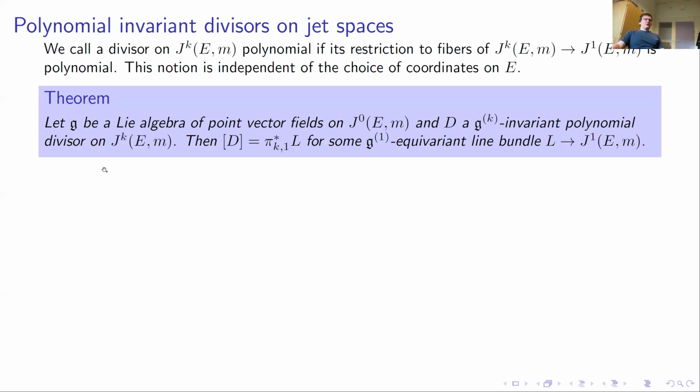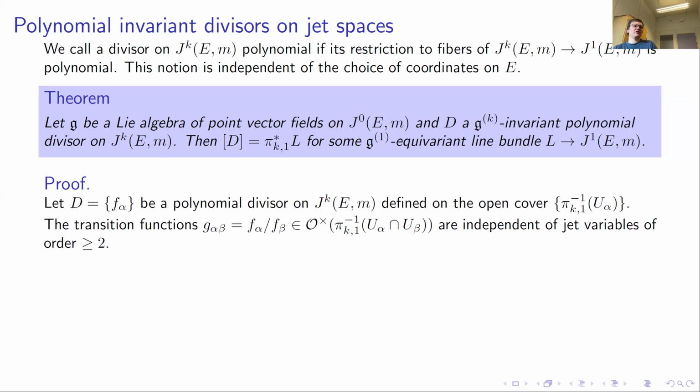Then we have the following statement. If G is a Lie algebra of point vector fields on J0, and D is a GK-invariant polynomial divisor on JK, then the corresponding line bundle is actually the pullback of a G1-equivariant line bundle over J1. And that explains basically the last point of the previous slide. So I'll try to outline the argument for this quite briefly.